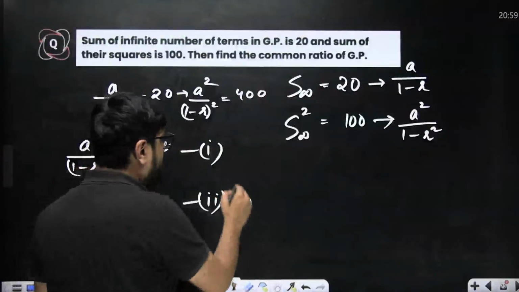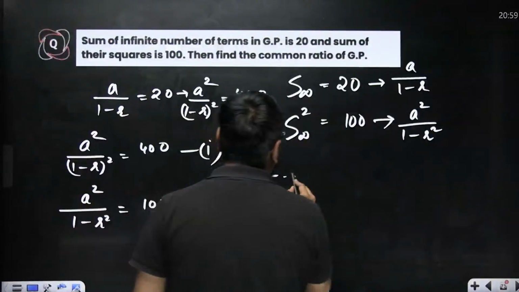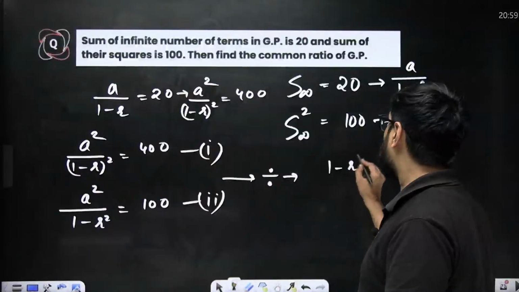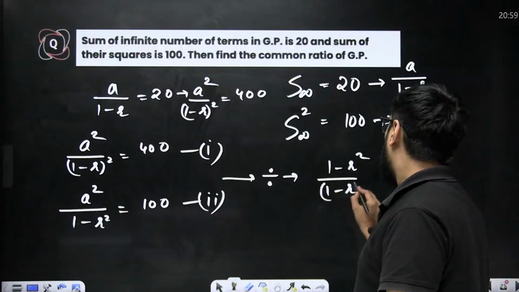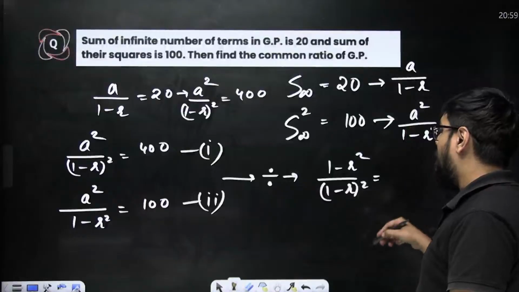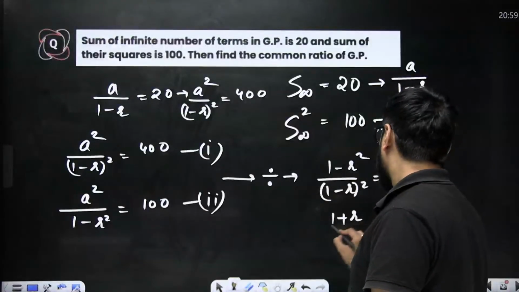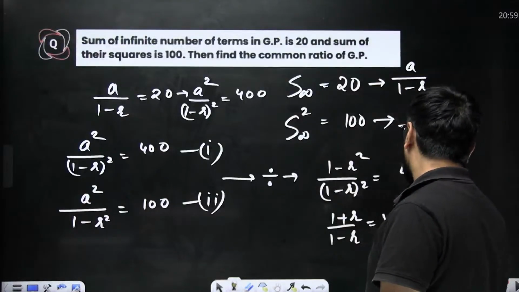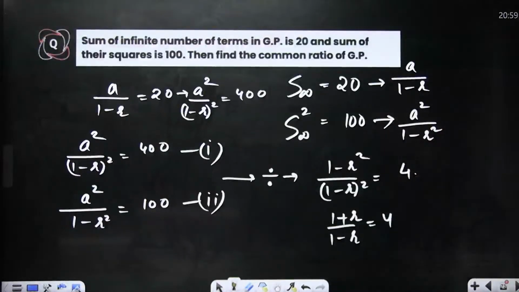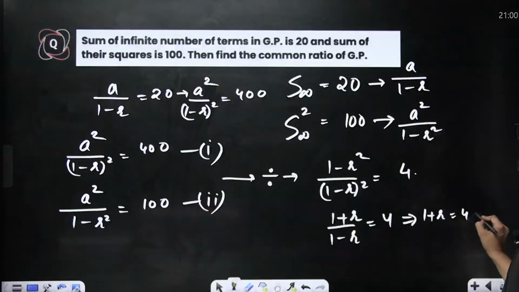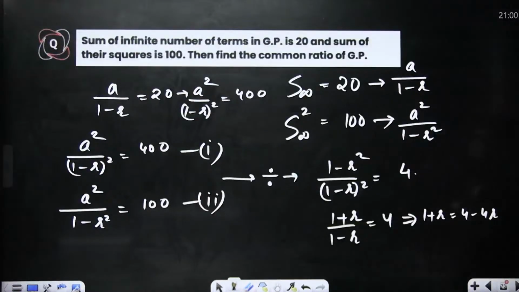I'll divide both of them. And what am I going to get? I wanted to get rid of a square, that's it. So 1 minus r square divided by 1 minus r whole square is nothing but 400 by 100, that means 4. So just solve this, because this will be 1 plus r divided by 1 minus r equal to 4. 1 plus r will be equal to 4 minus 4r. All right. r is equal to 3 by 5.